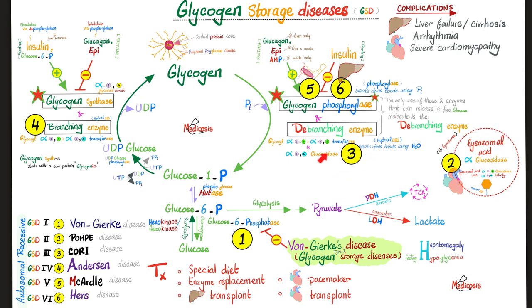Type 3, which is Cori, is a problem in the debranching enzyme. Type 4, Andersen, is a problem in the branching enzyme. No input, no output. You know who's trapped in the liver? Glucose 1-phosphate.